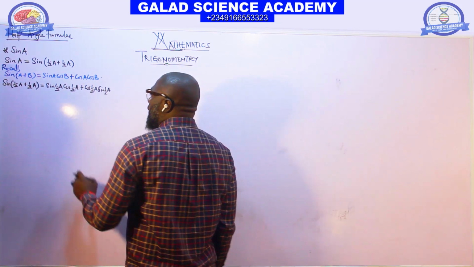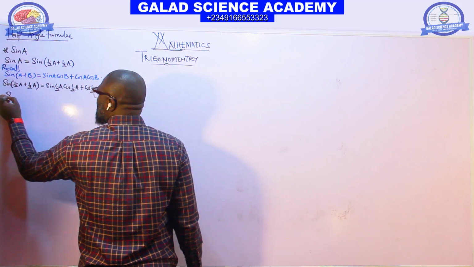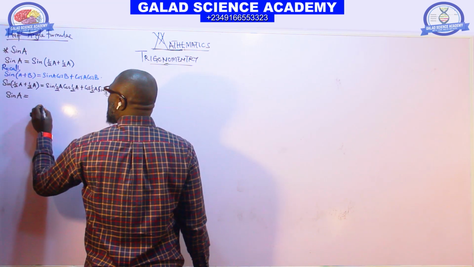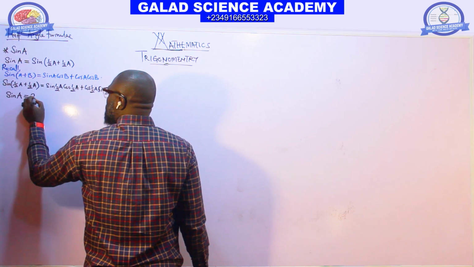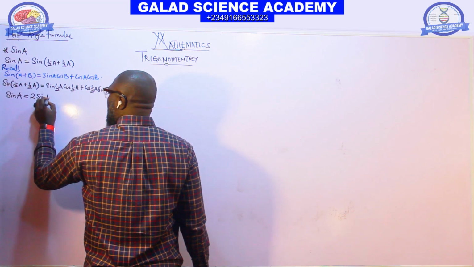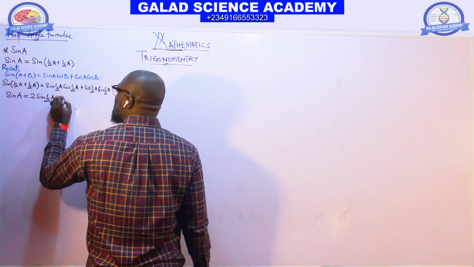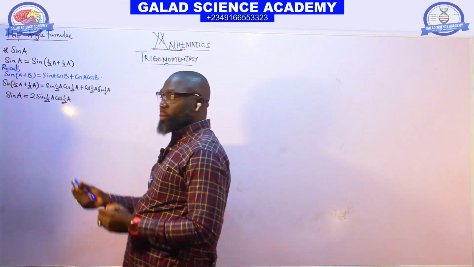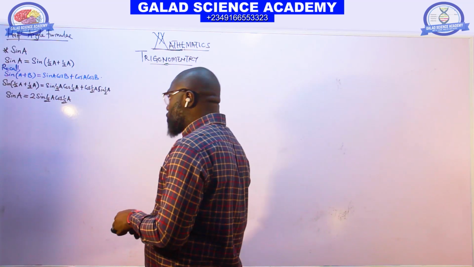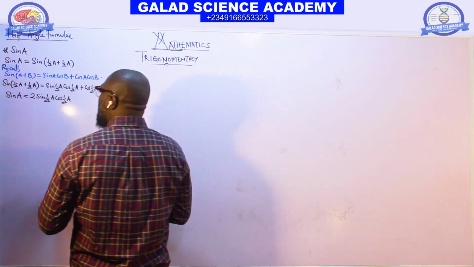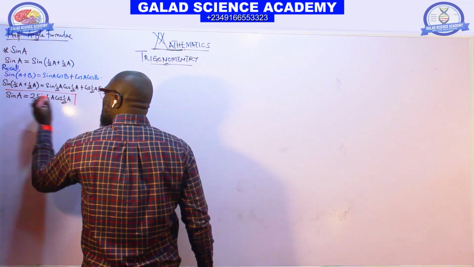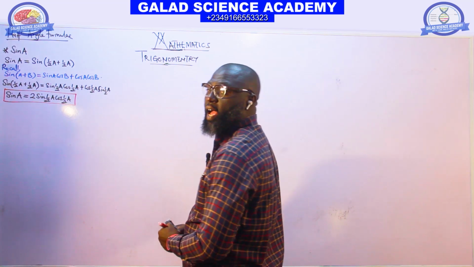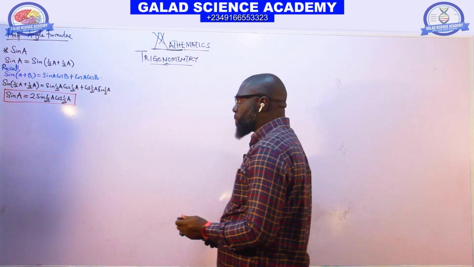Add it together. At the end of the day, this sine A will now give us 2 sine half of A cos half of A. Because they are the same, add them together to give us 2. Therefore, this is the trig identity for sine A.